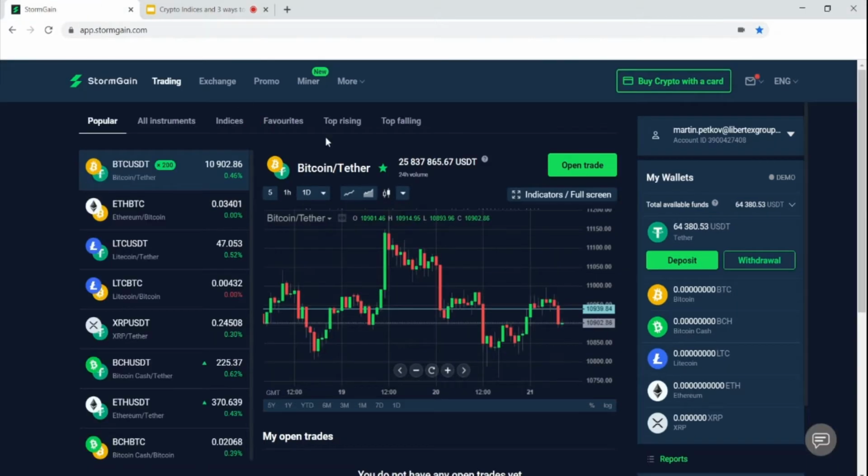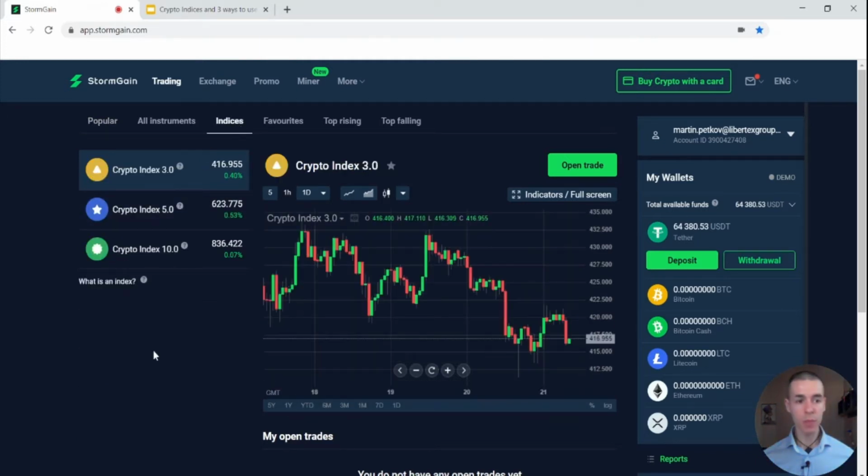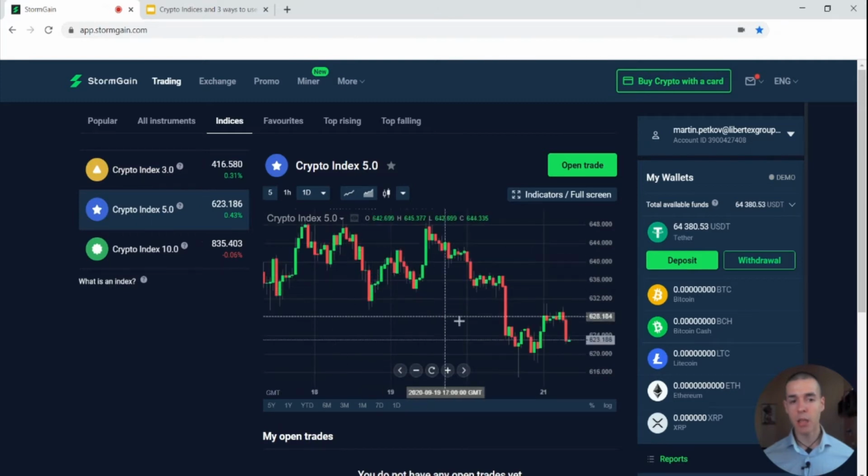As we're going to see in just a moment, you can find these indices in the StormGain platform by clicking on the indices section. The first one represents the 3 biggest crypto assets by market cap, namely Bitcoin, Ethereum and Ripple. The second one, Index 5.0, is the same as 3.0, but it adds to this Litecoin and Bitcoin Cash. Logically, as there is a great overlap between these 2 indices, by observing the chart, we can see a substantial similarity in the charts of the Crypto Index 3.0 and 5.0.